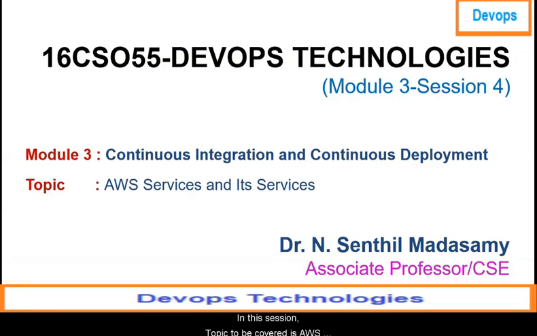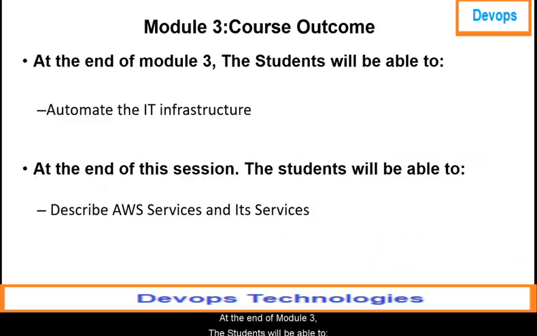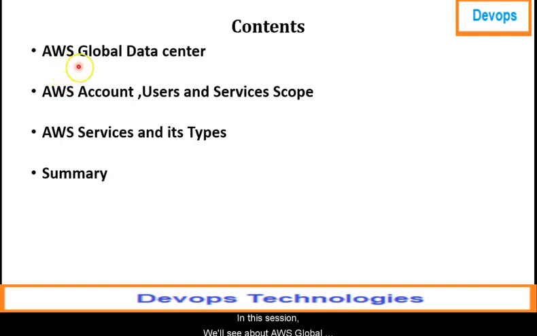Welcome to this session on AWS services and its types for one credit course DevOps Technologies. In this session, topics to be covered is AWS services and its types under Module 3, continuous integration and continuous deployment. At the end of Module 3, the students will be able to automate IT infrastructure. At the end of this session, the students will be able to describe AWS services and its types. In this session, we will see about AWS Global Data Center, AWS Account, Users and Service Scope, AWS Services and its types.